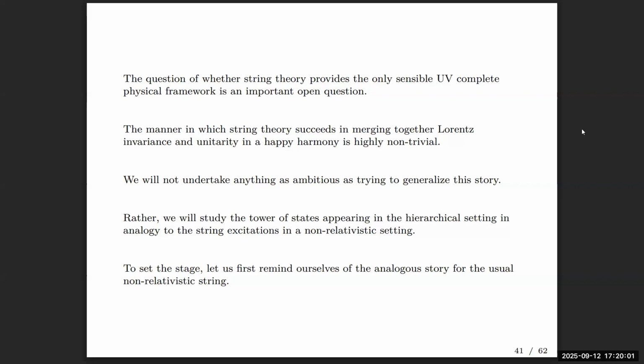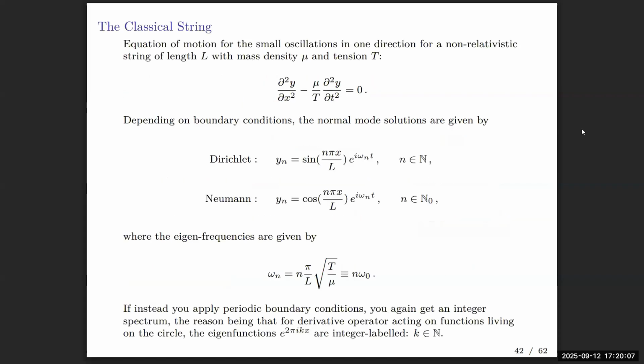Okay. So let me just briefly start with a review of the string theory story, which again is just simple, non-relativistic string theory. So I'm not going to say anything in advance. I trust everyone will be able to follow this part. So the point is, let's make it even simpler.